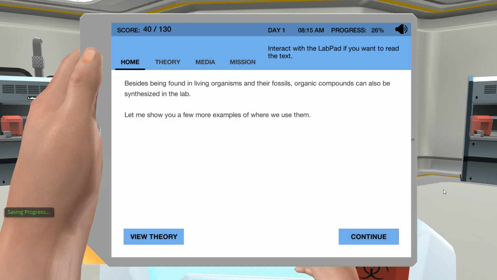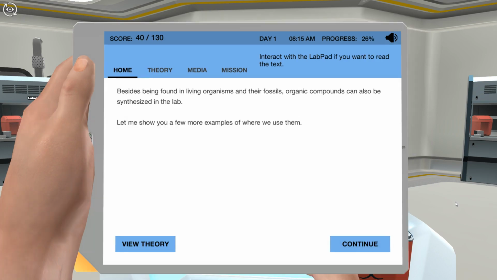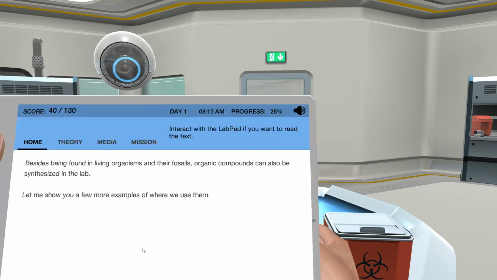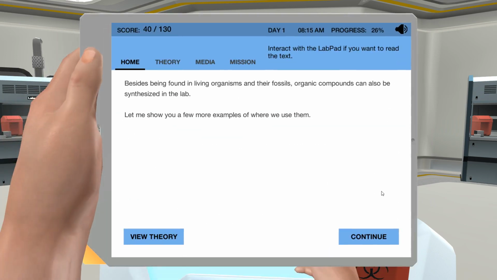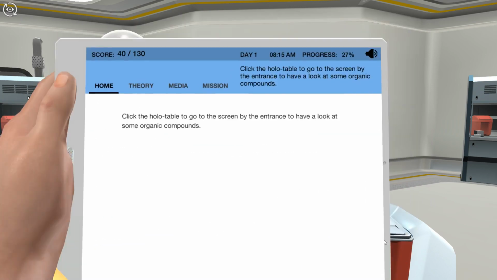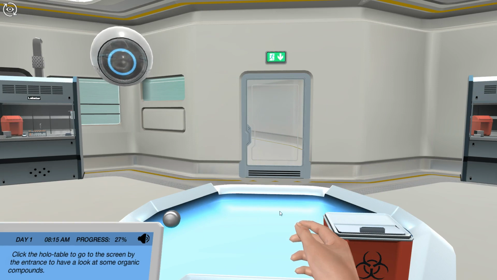Besides being found in living organisms and their fossils, organic compounds can also be synthesized in the lab. Let me show you a few more examples of where we use them. Click the holo table to go to the screen by the entrance to have a look at some organic compounds.